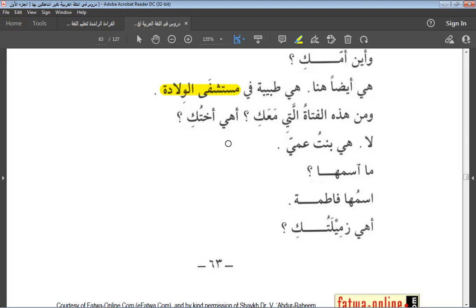That's woman, هذه الفتاة التي معك. And who is this? You see the fata, we once saw fata, I think, and I said the feminine has ta marbuta at the end. Fatatu, that is, young lady. And who is this young lady with you? أهي أختك? Is she your sister? La, hiya bintu ammi. No, she is the daughter of my paternal uncle, my father's brother.